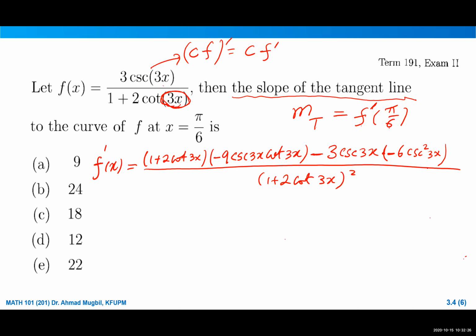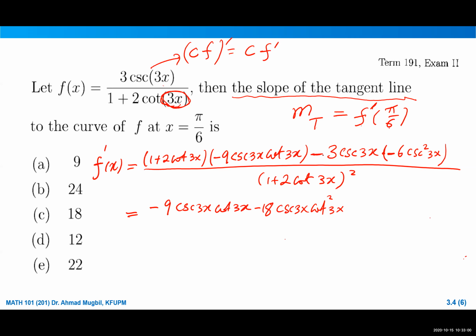If you want to simplify, or put it equal to 0, to do what? If you want to evaluate the derivative, you can evaluate now. But let me do one step to simplify. This will be negative 9, this multiplied by this, cosecant 3x, cotan 3x. You can substitute. Plus, this will be minus 18 cosecant 3x, cotan squared 3x.